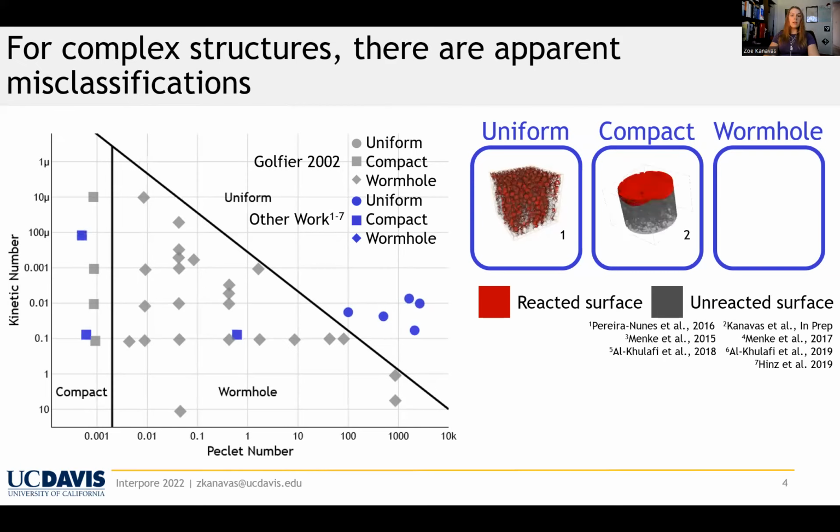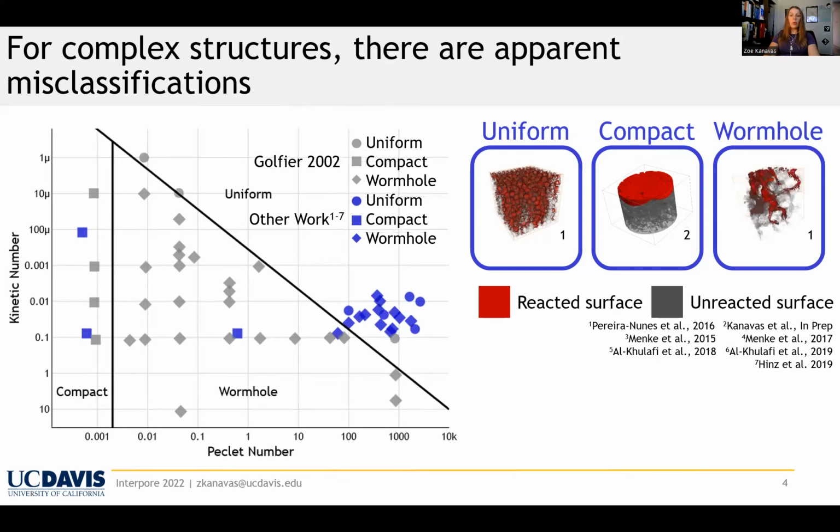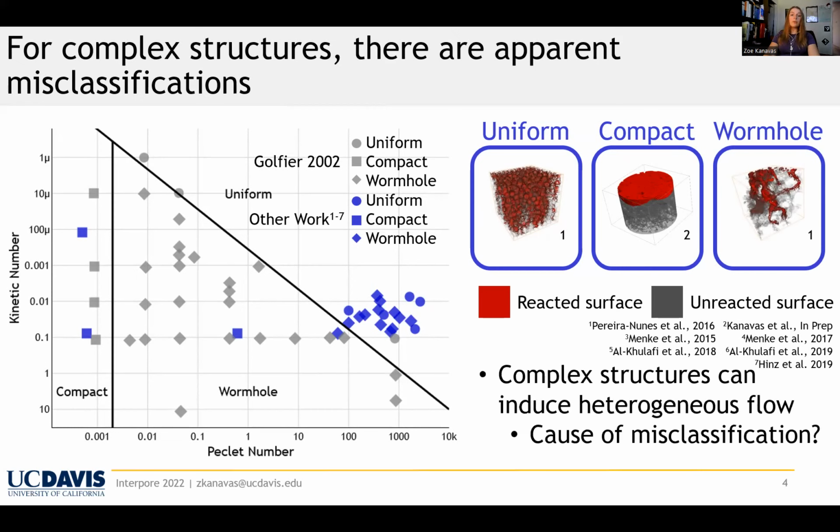Next, we plot the samples exhibiting compact dissolution as blue squares and wormhole dissolution as blue diamonds, and we see apparent misclassifications. The complexity of these sample structures can induce heterogeneous flow and is a possible cause for this misclassification.